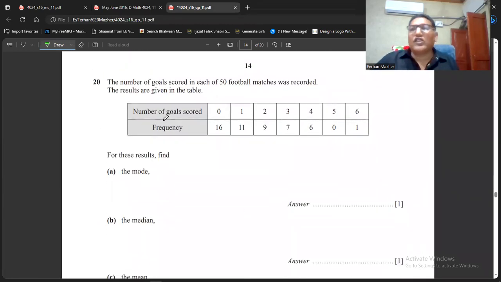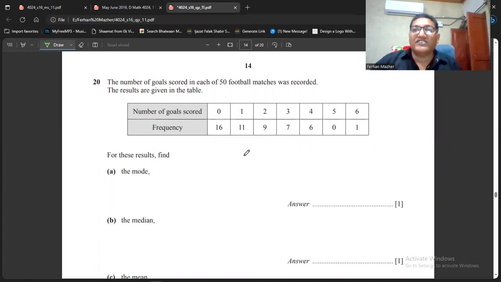Okay, so now we are on question number 20. The number of goals scored in each of 50 football matches is recorded. The results are given in the table. Number of goals: 0, 1, 2, 3, 4, 5, 6. Frequency: 16, 11, 9, 7, 6, 0, 1. He says, for these results, find the mode.